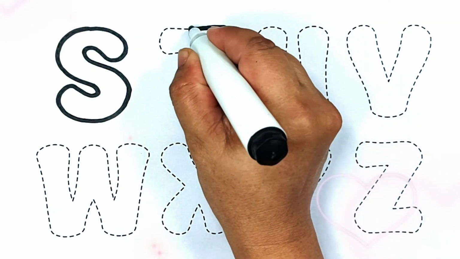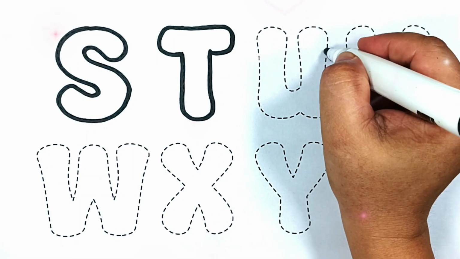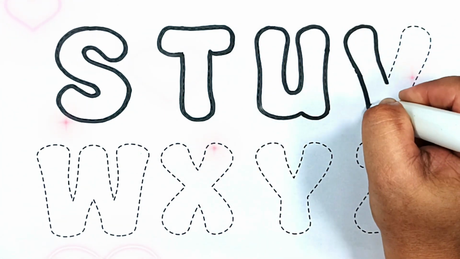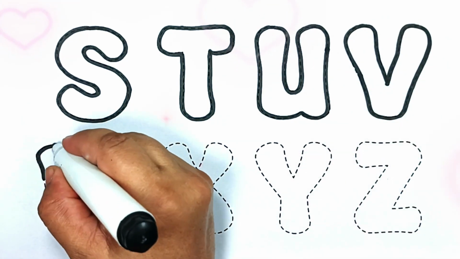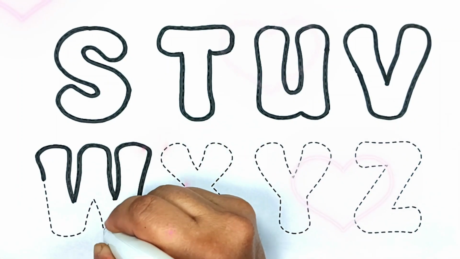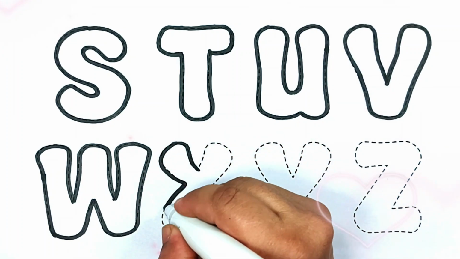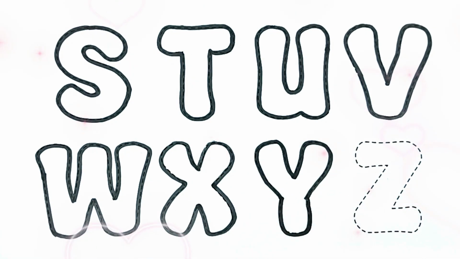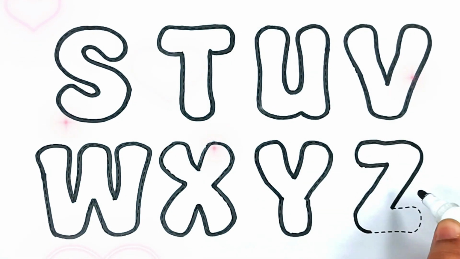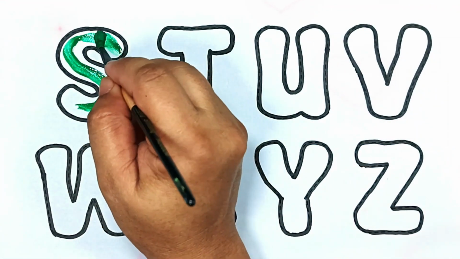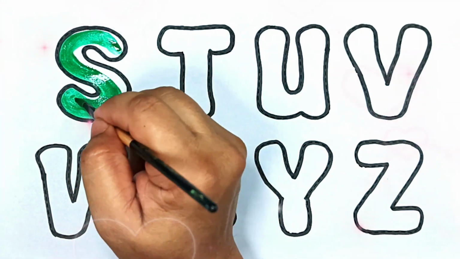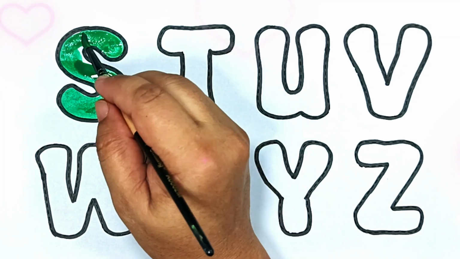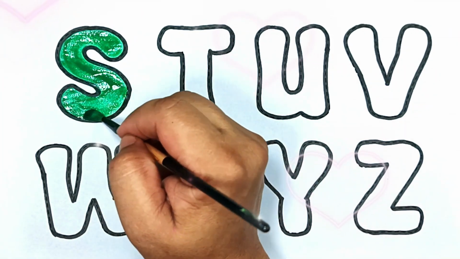S, T, U, V, W, X, Y, Z. S for saw. S for snake. S is for snacks, but don't eat too much.